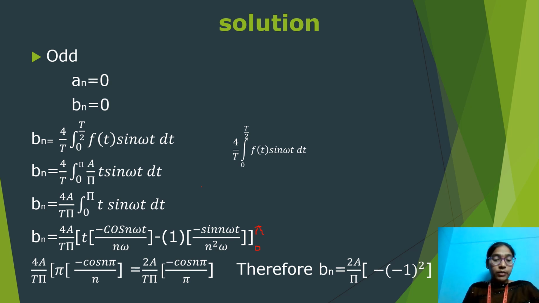So here we apply the limits. Instead of t, we write pi. If we substitute pi here, minus cos n pi by n and minus 1 into sin n pi, where sin n pi equals 0. So 0 by anything is 0, and 0 into 0 is also 0. That's why I wrote 4a by T pi into pi minus cos n pi by n. So by this we can write 2a by T pi into minus cos n pi by n.